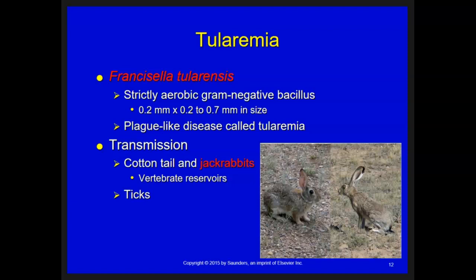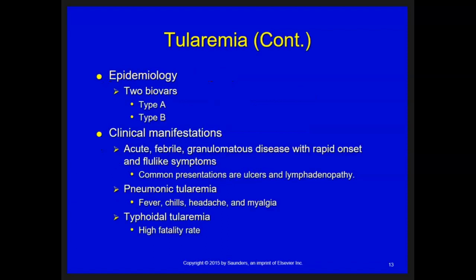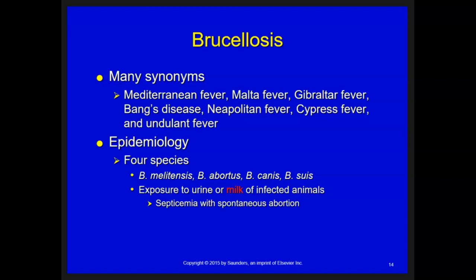Tularemia is caused by Francisella tularensis. It is transmitted through cottontail rabbits and jackrabbits. It is a strictly aerobic gram-negative bacillus. There are two different biotypes, and it causes a fever with flu-like illness. And if you have typhoidal tularemia, it is highly fatal.